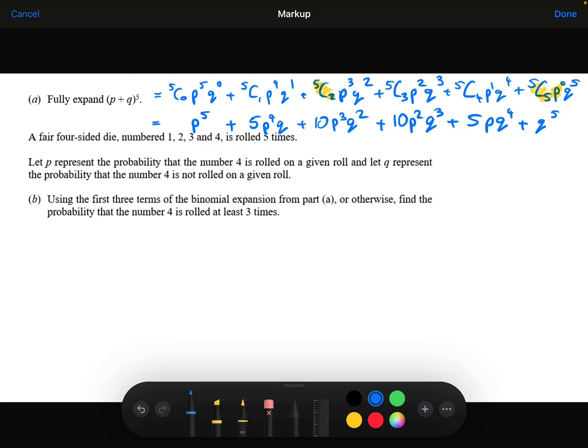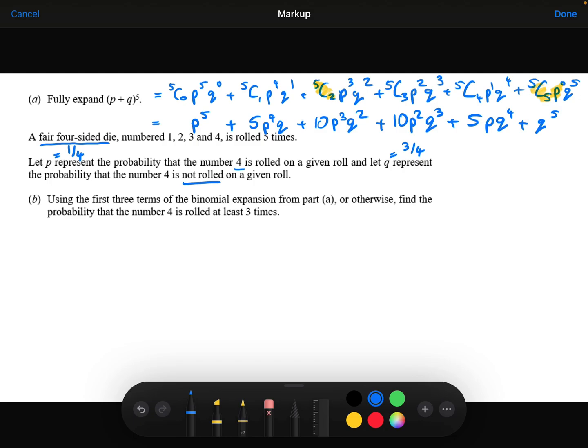We're then told that a fair four-sided die, numbered 1, 2, 3 and 4, is rolled 5 times. P represents the probability that the number 4 is rolled on a given roll. Okay, so if it's a fair four-sided die, the probability it lands on a 4 would be 1 out of 4. So P is 1/4. And let Q represent the probability the number 4 is not rolled. So that means that Q is 3/4. There's a 3/4 chance that the number 4 is not rolled.